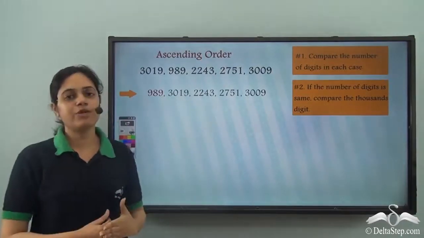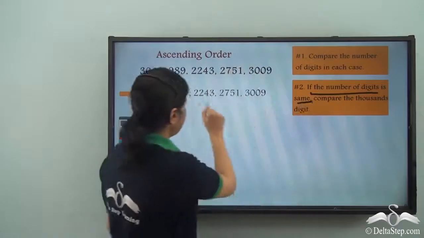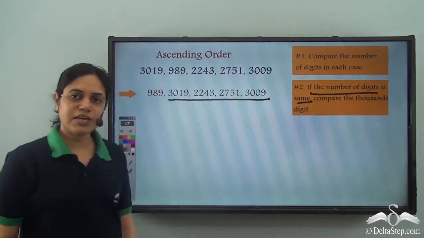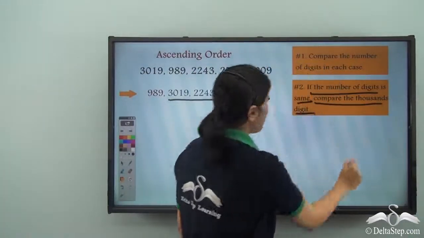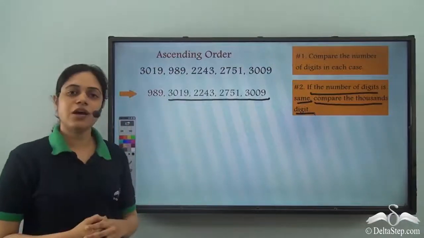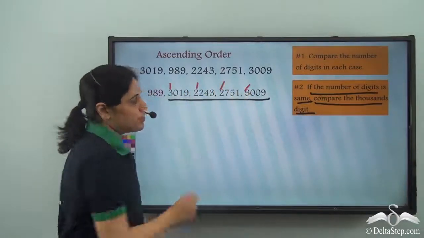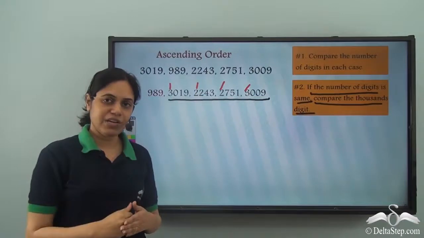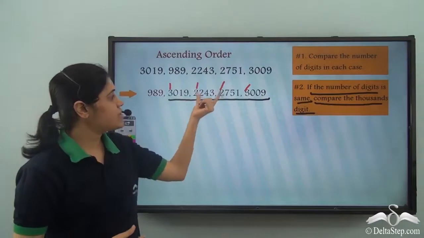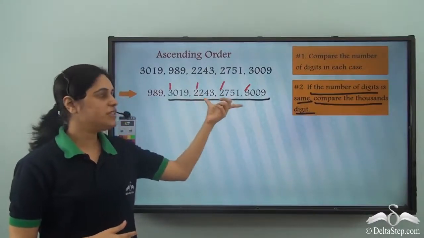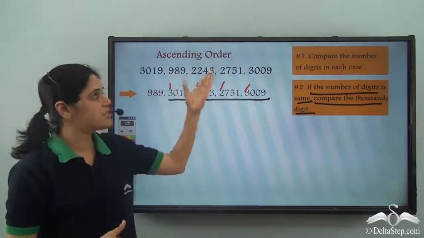So let's go to our trick number 2. What does it say? It says that if the number of digits is the same, which is the case here, number of digits are the same, 4 digits in each of the numbers, compare the thousands digit. So I need to check the thousands digit. I have 3 here, 2 here, 2 here, 3 here. So I have 2 and 3 as my thousands digits. Now 2 is smaller than 3. So the numbers starting with 2 will be smaller than the numbers starting with 3. So they will come before the number starting with 3 because this is ascending order.